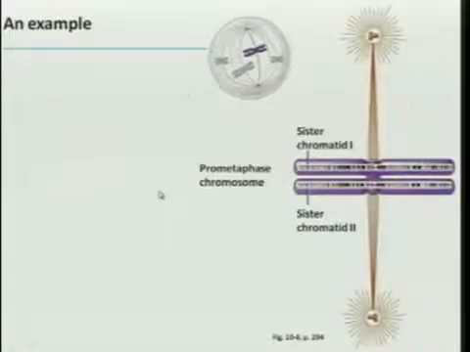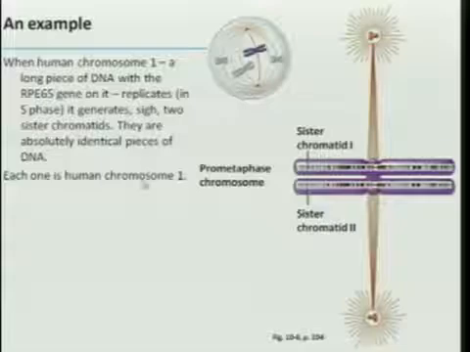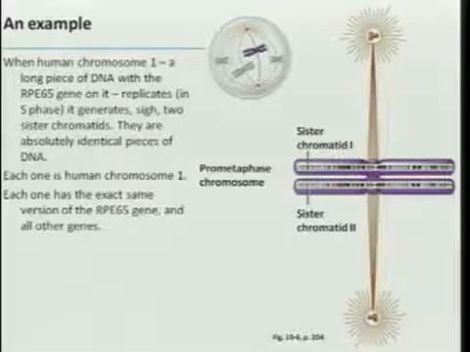For example, when human chromosome 1, a long piece of DNA with the RP65 gene on it, replicates in S phase, it generates two sister chromatids. But they are identical to each other, and they are identical pieces of DNA. Each one is human chromosome number 1. Each one has the same version of the RP65 gene and all other genes.